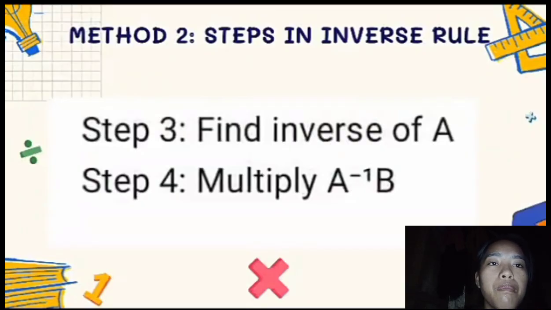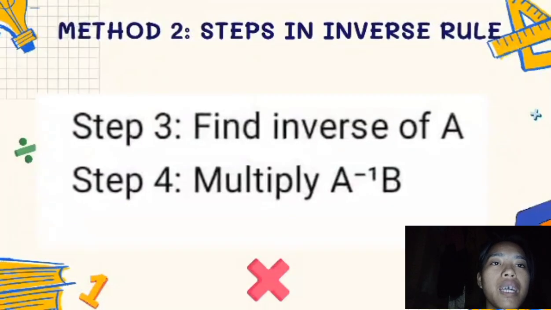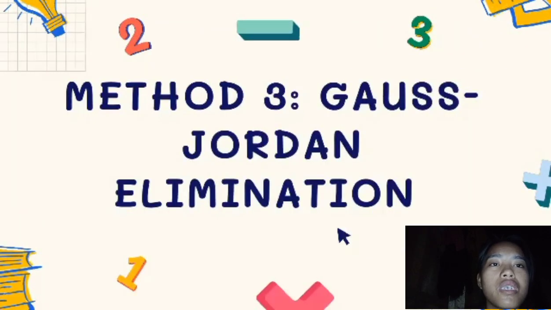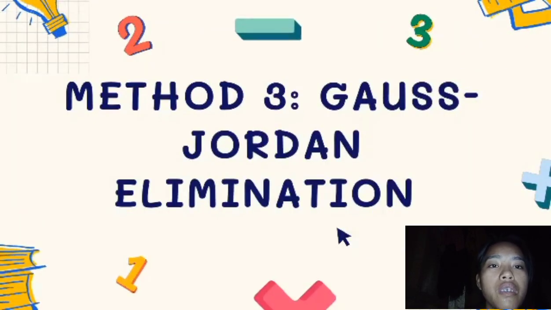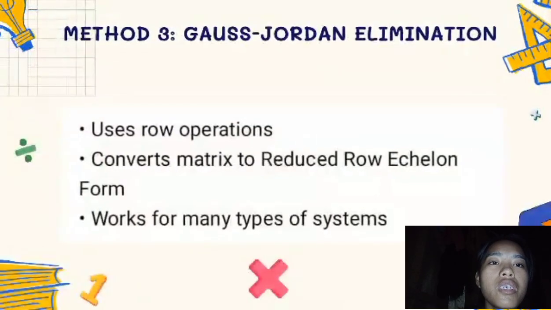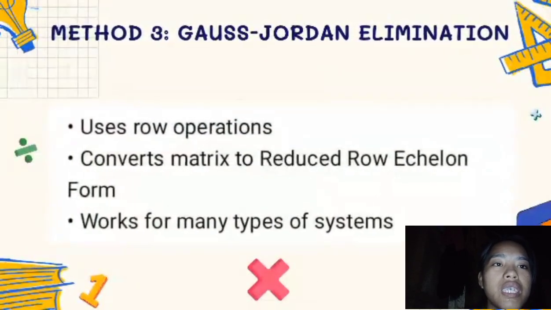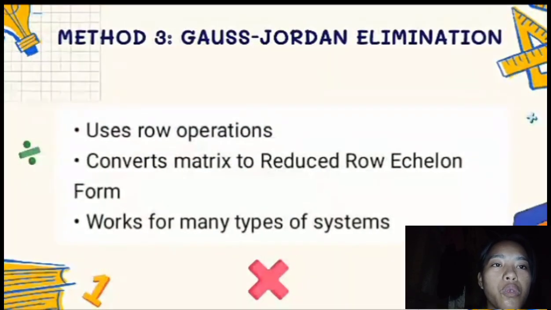So, we now have method 3, which is the Gauss-Jordan elimination. In Gauss-Jordan elimination, it transforms the augmented matrix into reduced row echelon form using row operations. The goal is to make the left side of the matrix into the identity matrix. This method is very flexible and works even when other methods cannot be applied.